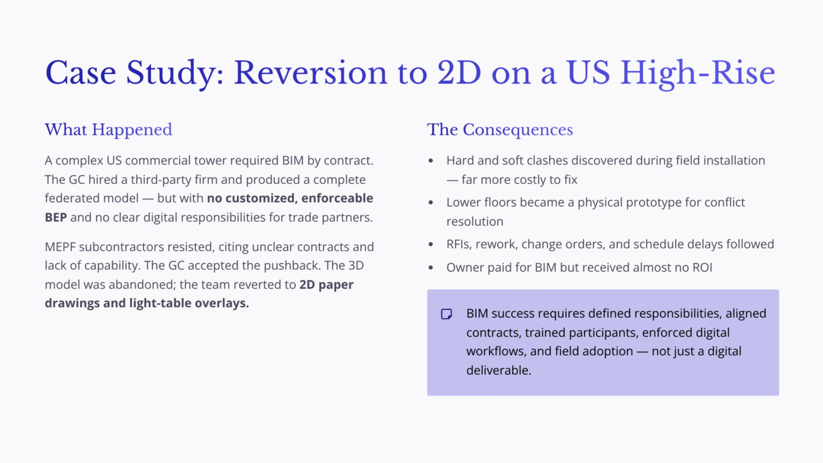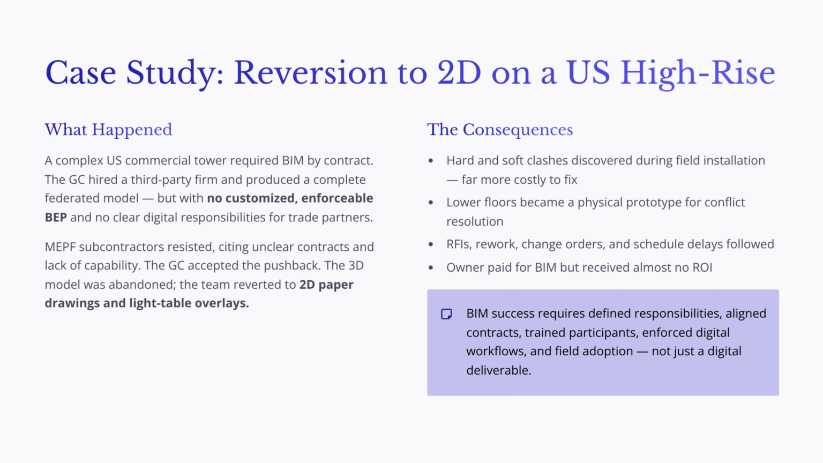As a result, the MEPF subcontractors resisted the BIM process. They argued that their contracts did not clearly require 3D modeling for fabrication. They also said they did not have the staff, software, or technical capability to work within a federated model environment. Because the general contractor lacked a strong BEP and contractual authority to enforce BIM participation, the team accepted the resistance. The detailed 3D model was abandoned for spatial coordination, and the project returned to traditional 2D paper drawings and light table overlays. The consequences were significant.